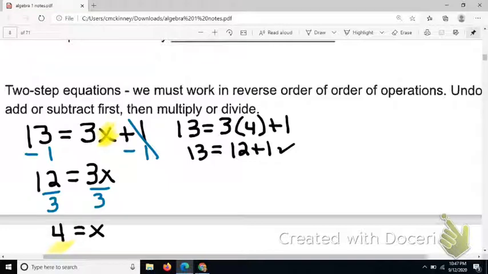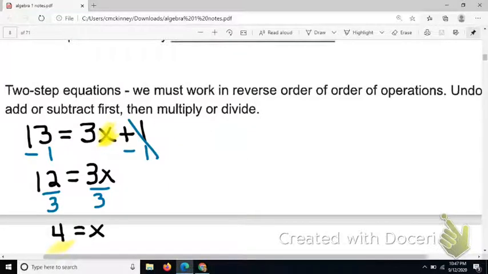So again, it doesn't matter if your x is on the left or the right. Your goal is to get it by itself. Another reason to think of getting rid of that 1 first is because the 1 is a constant, so it wants to be over there on the other side of the equation with the other constant. I'll get rid of the check just to give us a little extra space.